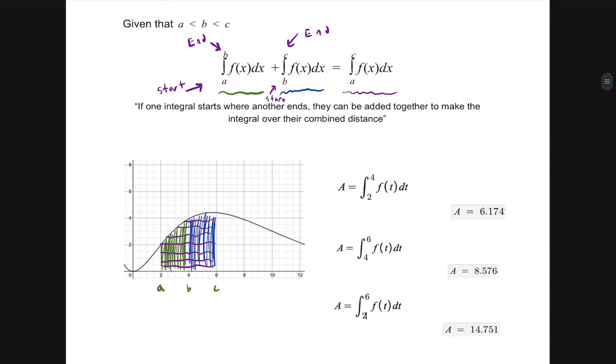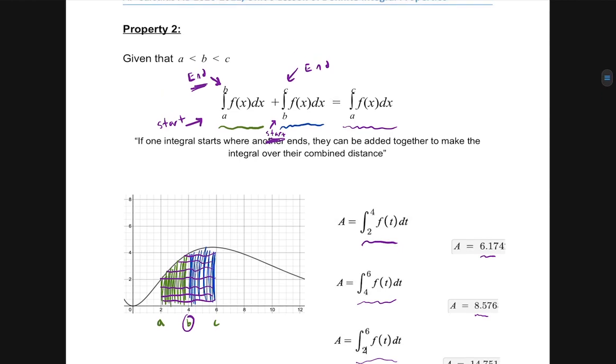So here's from this one on Desmos. The definite integral from 2 to 4 is 6.17. The definite integral from 4 to 6 is 8.58. And if you combine those two things together, 14.75 would be those two areas added together. Again, super important. The end of the first one, right, the B's have to be the same. The B's in that have to be exactly the same. So that's property number 2.